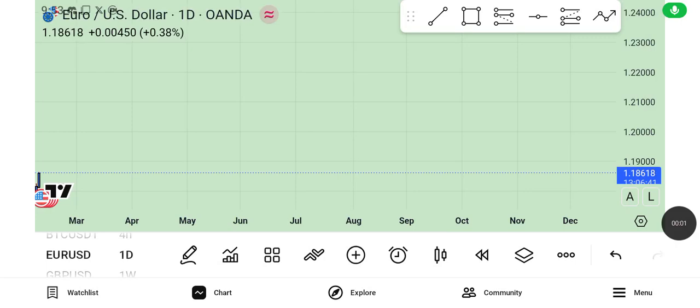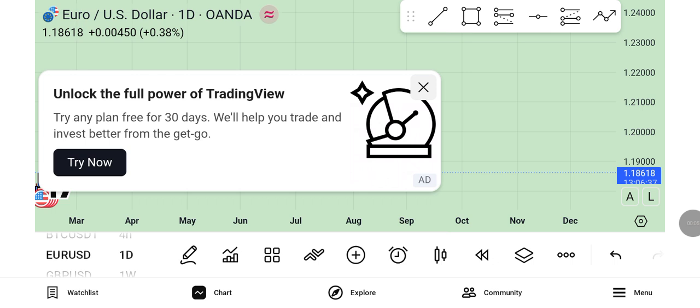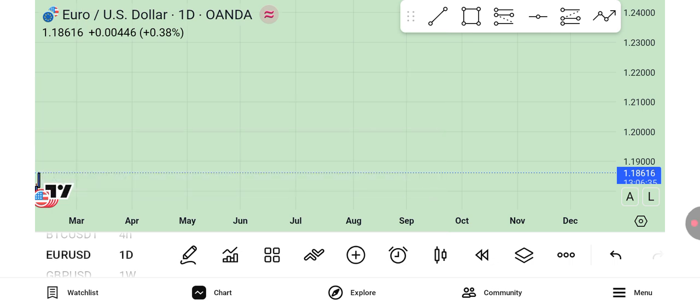I will be explaining logical market structure in the best possible way without taking much of our time.